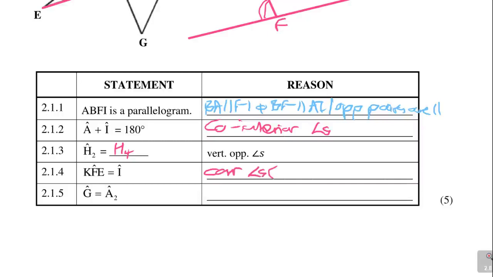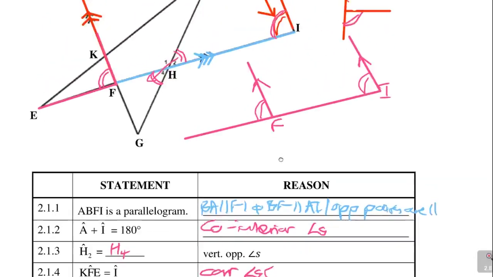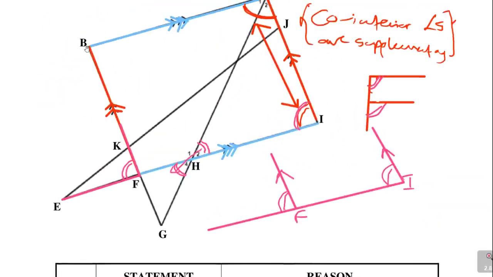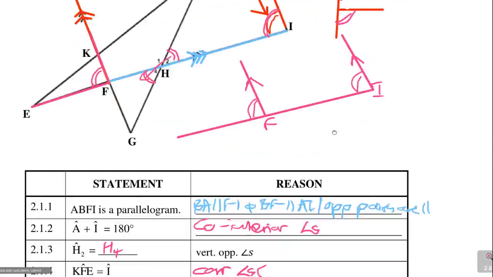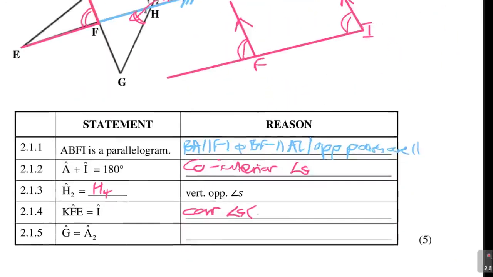Corresponding angles. But you must give us reasons. What is the reason? We call them corresponding angles because BF is parallel to AI. You continue there. BF is parallel to AI. It's still part of the reason.